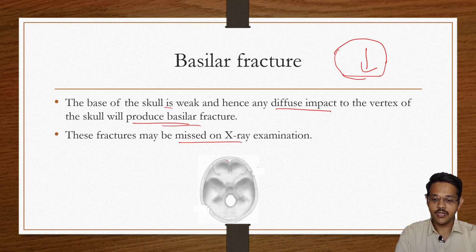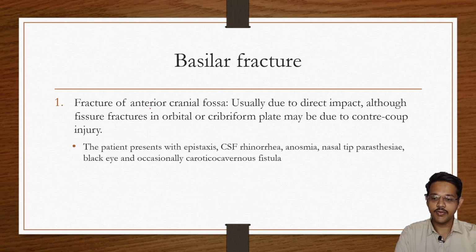The base of the skull is usually divided into the anterior cranial fossa, middle cranial fossa, and posterior fossa. The anterior fossa is made by the frontal bone, the middle cranial fossa is made up mainly of the temporal bones, and the posterior fossa is made up of the occipital bone. Anterior cranial fossa fractures usually occur due to direct impact, although there may be a fissure fracture in the orbital or cribriform plate. So impact on the frontal regions, mainly orbital, can cause this fracture. It may be accompanied by fissure fracture to the orbit or cribriform plate.